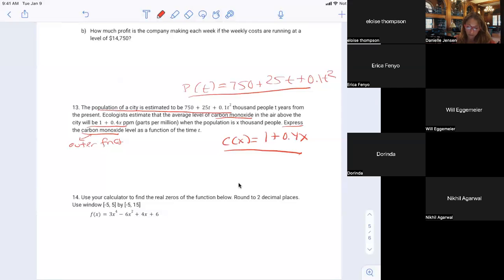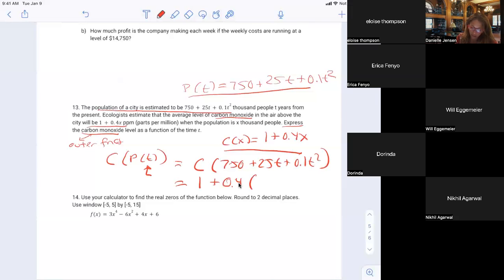And it wants the carbon monoxide function in terms of time. So that tells me that if my outer function is the carbon monoxide, the inner function must be P of T, because that has time as the innermost. Also, I don't have another function, so that's the only choice for the inner function. So into my cost function, wherever there's an X, I'm putting this whole thing, 750 plus 25t plus 0.1 t squared. So that's why it was 1 plus 0.4, and then putting this whole piece in for X and simplifying. You'd use your calculator to do the multiplying to simplify.